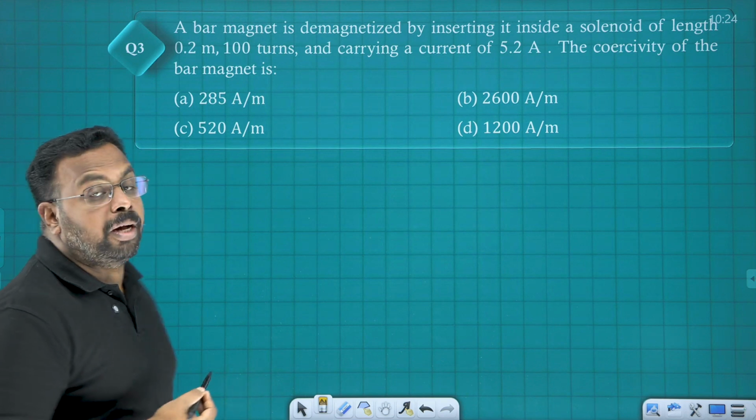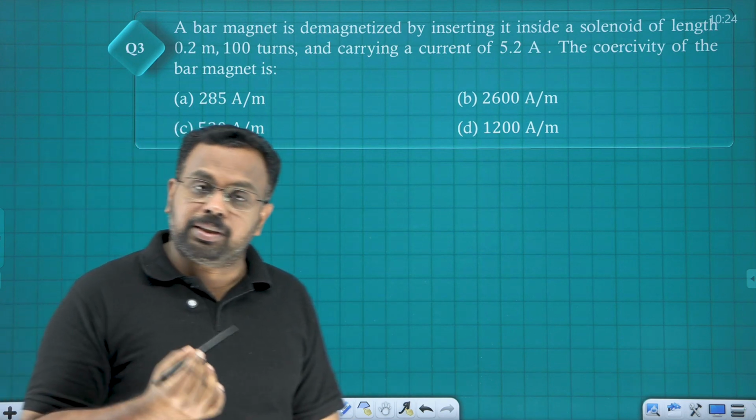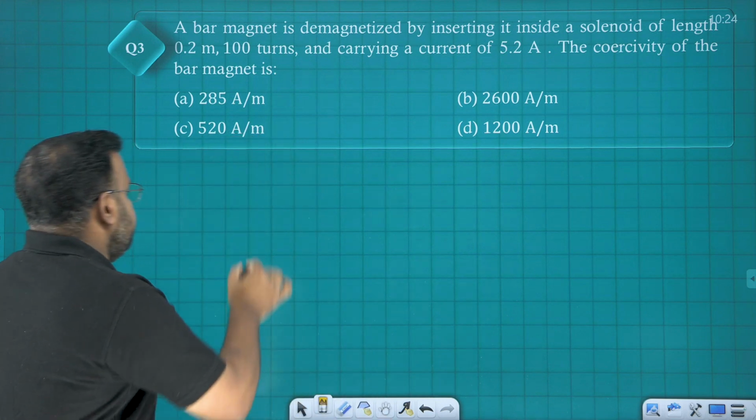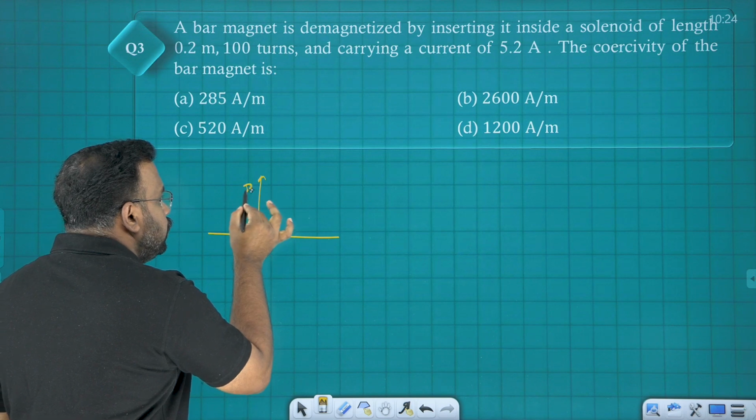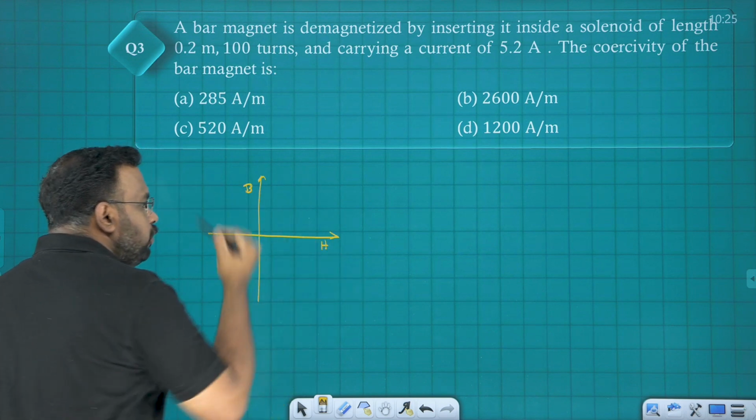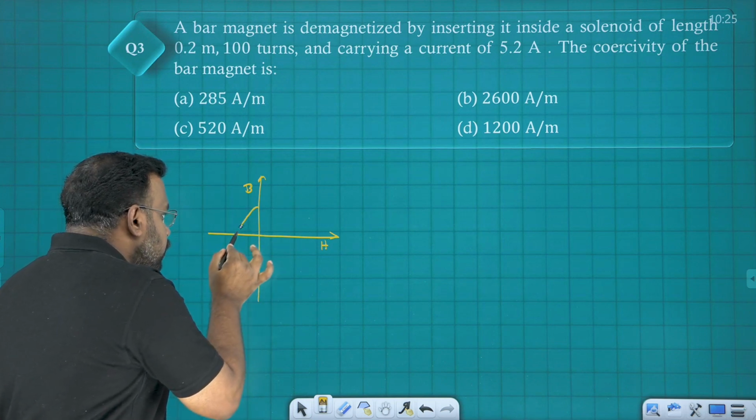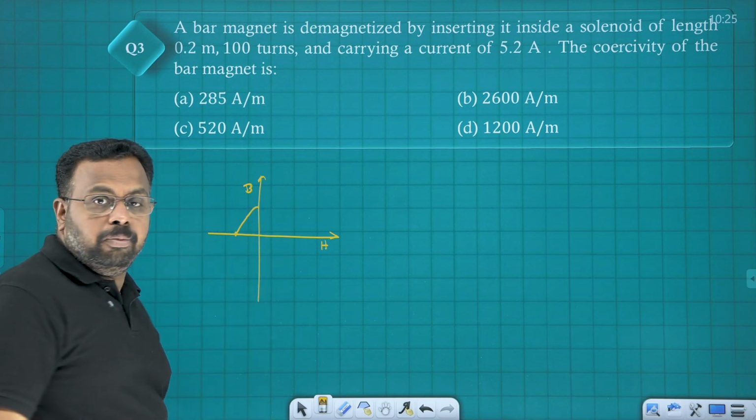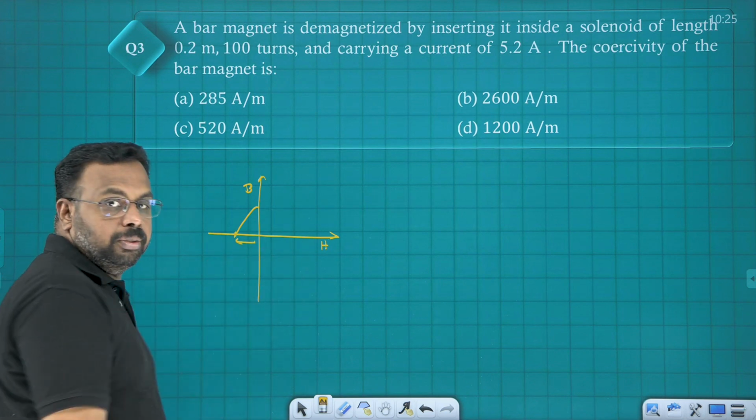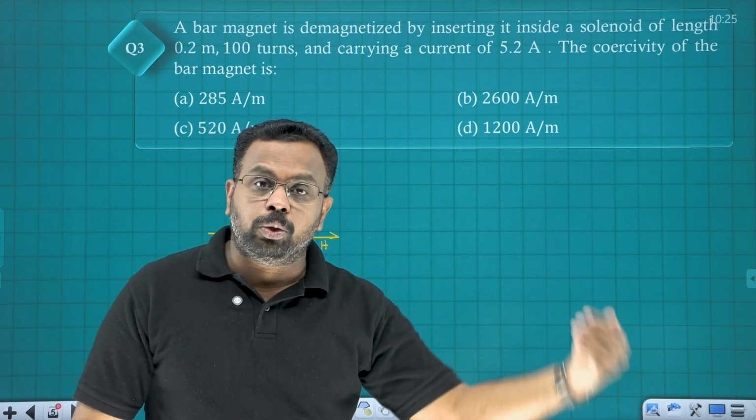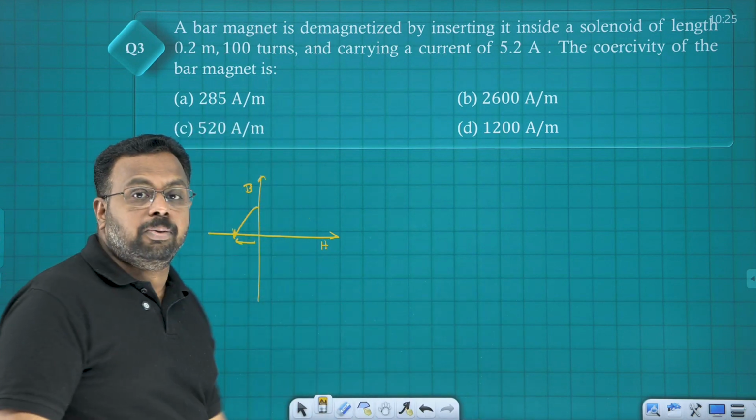The coercivity of the bar magnet, you know that it's a question from the topic magnetic hysteresis. What is meant by coercivity? Do you remember, like in the hysteresis curve, this is B, this is H. So it's a graph between B and H. And when H is reversed, B value will decrease and at a particular point B value will become 0. So as per the definition of coercivity, it is a reverse value of H. Reverse magnetic field required to reduce B to 0. That means it is nothing but the H value. We need to calculate H.